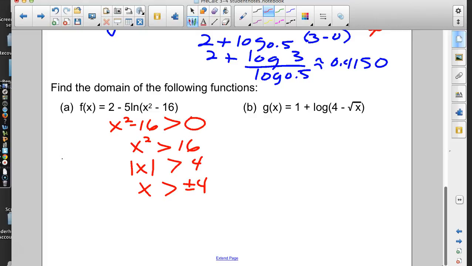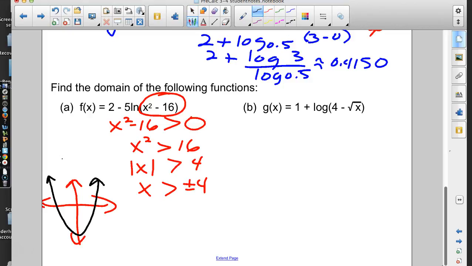Now, here's the part you have to remember. We're just focusing on this, not the rest of it. We just want to know when x squared minus 16 is going to be greater than 0. And this we should be able to graph in our head, because this is a parabola. And where's its vertex? 0, negative 16. So in our head, we should say, okay, this is starting to make sense because they're telling me it has to be here and here, because that's where it's going to be greater than 0. So, how do we write that? Negative infinity to negative 4.